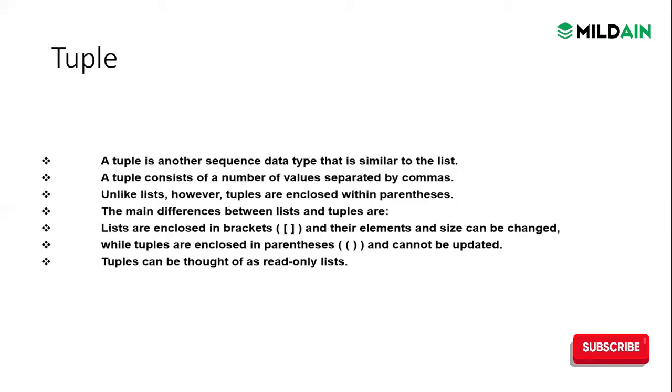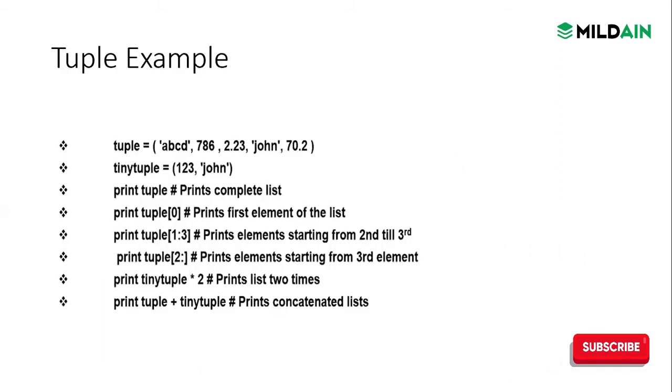And the way you do a tuple is, when we were defining the list, we said anything within square brackets is a list, correct? Now anything within round brackets is a tuple. So what you do, go to your IDLE, open your IDLE.